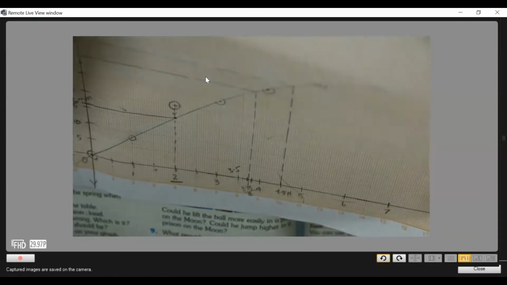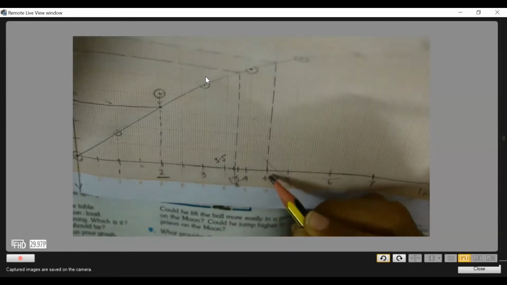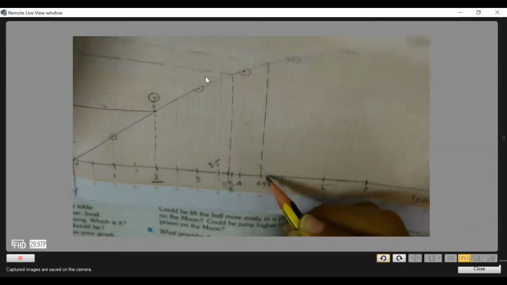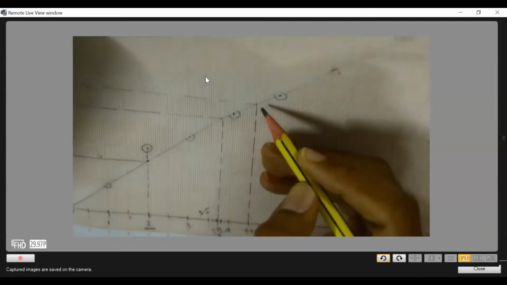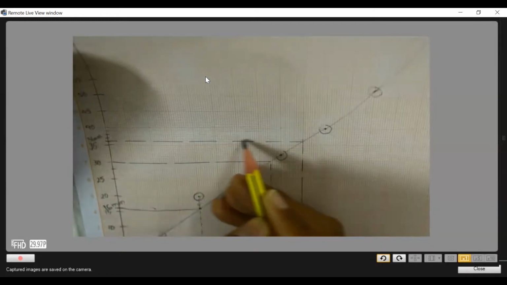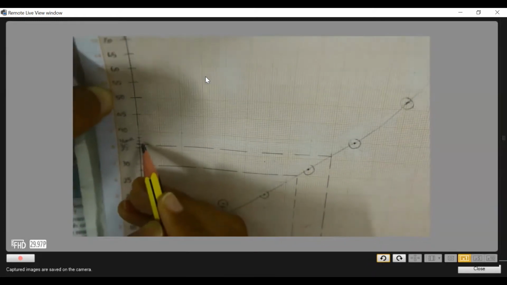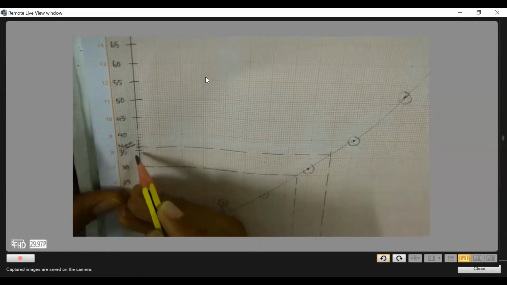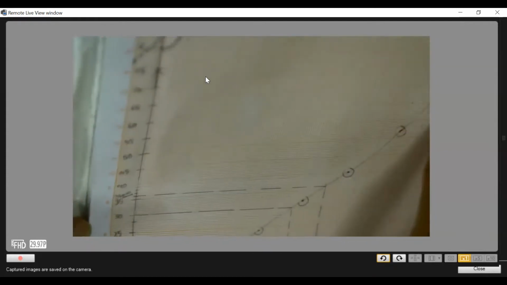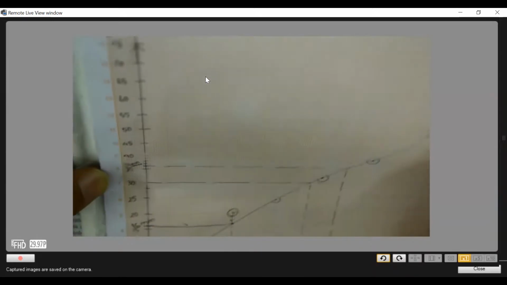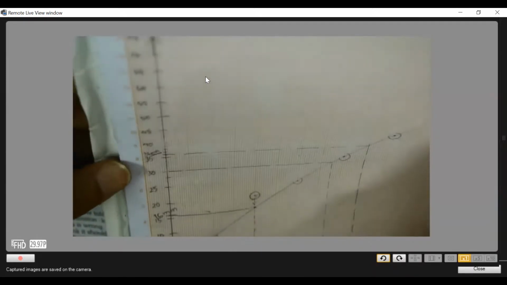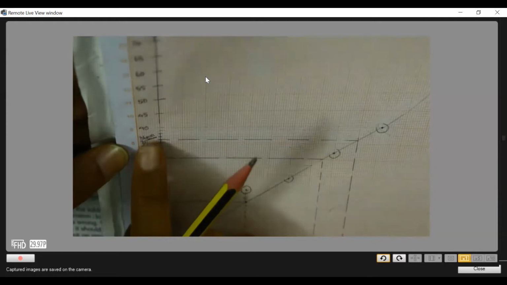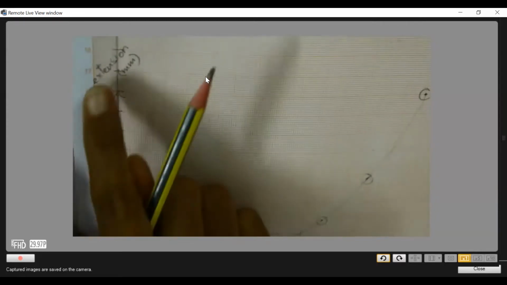Okay, what would be the spring length for a load of 4.5 newtons? So I find 4.5 newtons and trace back on the graph, and then I look for the corresponding value on the y-axis, and it is 36 millimeters. Okay, pay attention. They are asking the spring length, not the extension. This is an extension. Remember, this was extension.